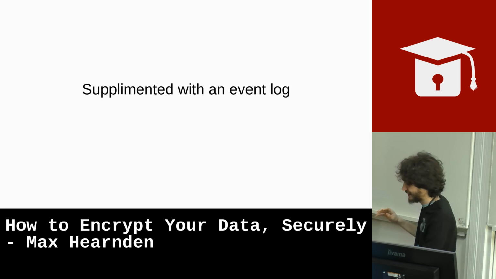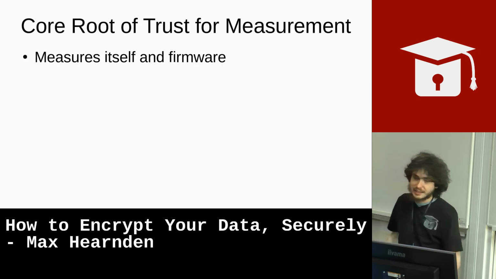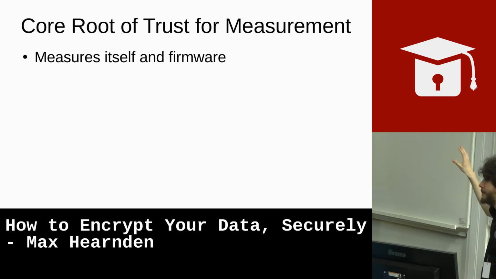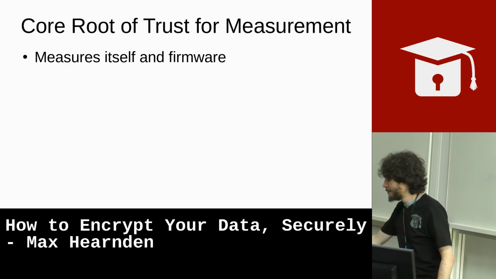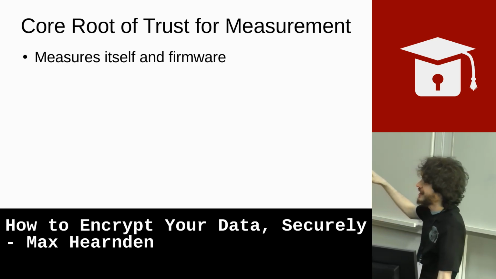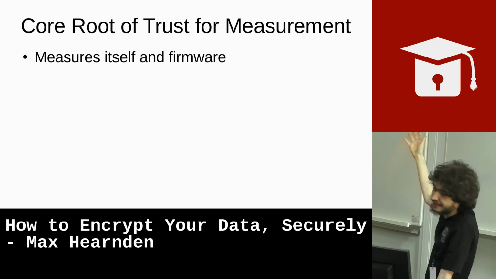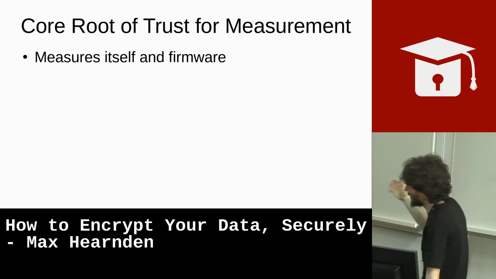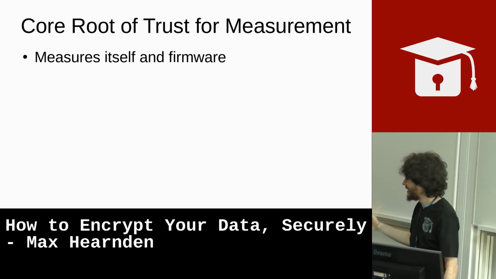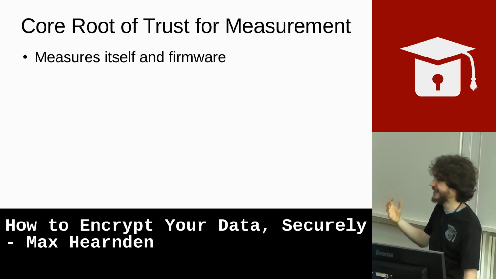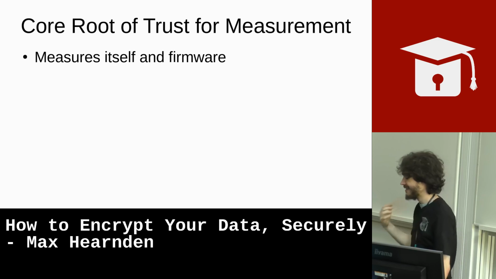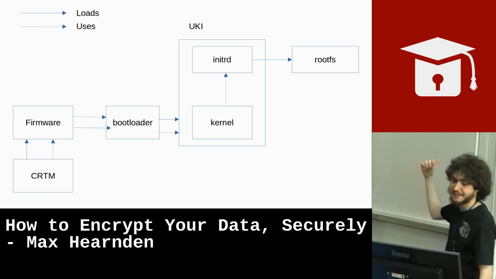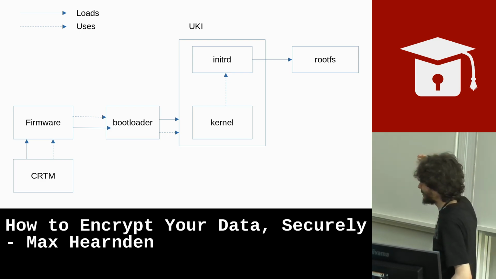The first thing that's measured is the core root of trust for measurement. That's a program that's in your processor, which is the root of trust for measurement. And what it does is it measures itself, or just its version, and the rest of the EFI firmware, or UEFI firmware. They renamed EFI to UEFI, so if you see EFI, just know it's UEFI as well. So if we add that to our diagram from earlier, we have the core root of trust for measurement and the firmware.